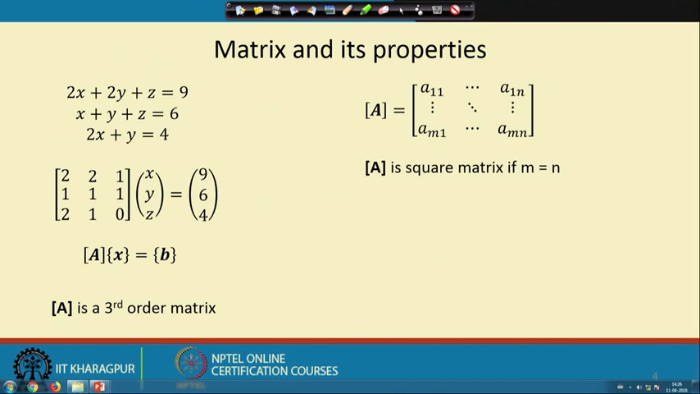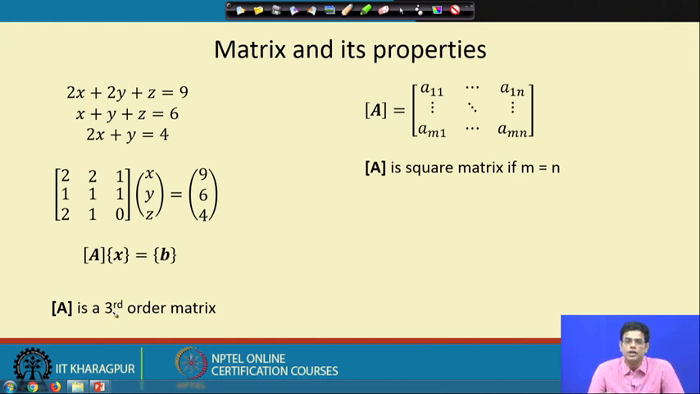Actually, our main objective is to solve some equations. For instance, this is a set of 3 simultaneous linear equations which can be represented in matrix form, that is the matrix A, the unknown vector x, and the right hand side or force vector b. If you look carefully, the coefficients of these equations are arranged row and column wise, so that it forms a matrix. Here there are 3 equations, so this is a third order matrix A.